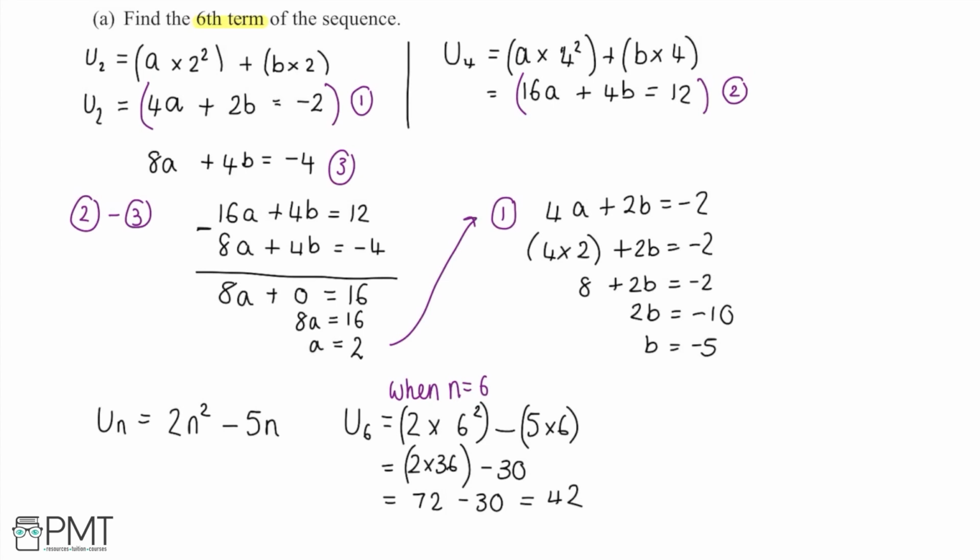Now, as for how the marks are awarded for this question, the first mark is for a process to find an equation in a and b. So for finding one of these original equations here, for example, by substituting in the value of u2 or u4. The second mark is for a process to solve the simultaneous equations, which we've done here. The third mark is for the correct values of a and b of 2 and minus 5. And then the fourth and final mark is just for the correct final answer here of 42.